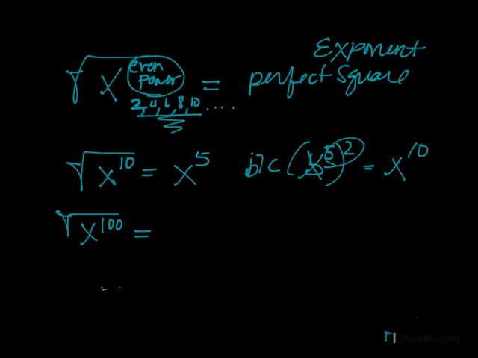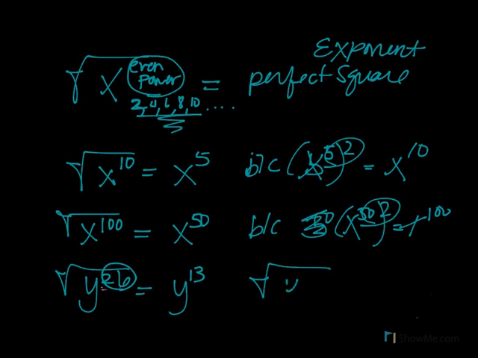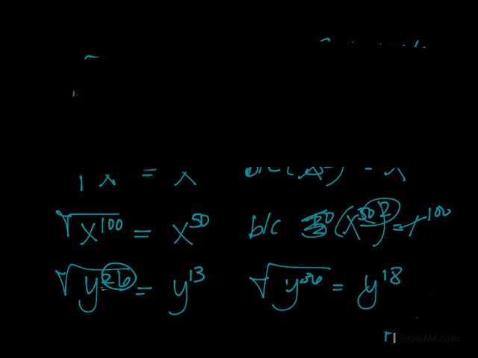be careful. Remember, as an exponent, you just chop it in half. The square root of x to the 100th is x to the 50. Why? Because x to the 50th squared gives x to the 100th. If I had y to the 26th, the square root of y to the 26th, that's going to be y to the 13th. Yes, 26 as a number is not a perfect square, but as an exponent, since it's even, chop it in half. If I had the square root of y to the, I don't know, 36, that would be y to the 18. So anytime it's an even, we're just going to chop it in half.